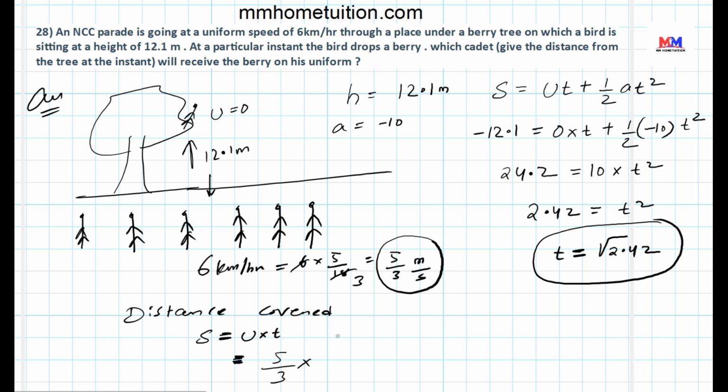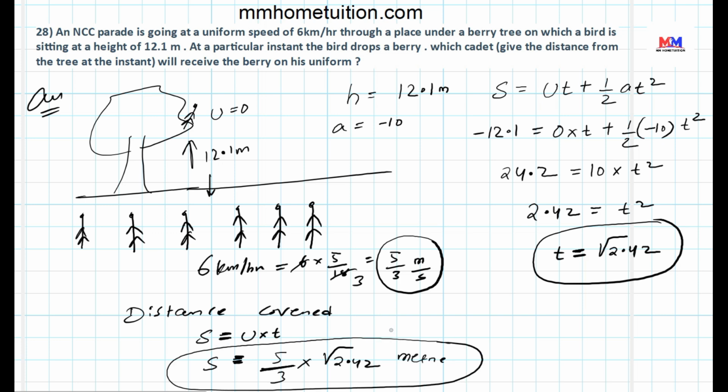T equals root over 2.42. So S equals how much? S equals 5 by 3 into root over 2.42 meter. So the distance covered equals 5 by 3 into root over 2.42 meter. That is the distance covered in this case.